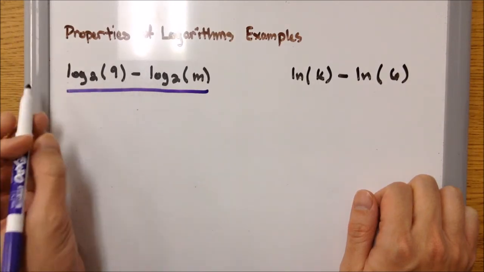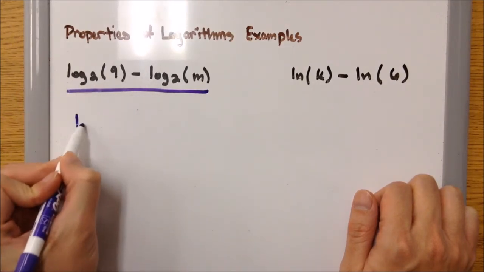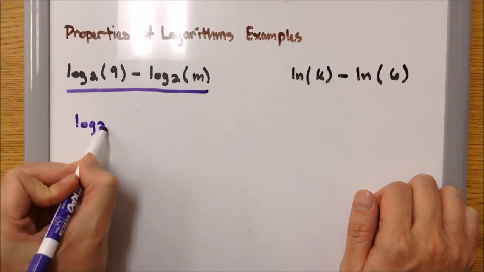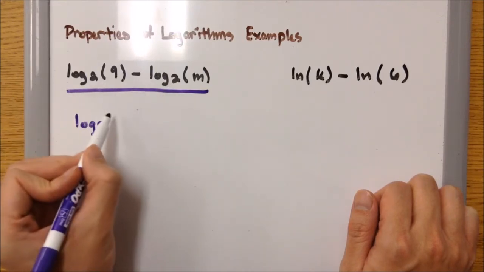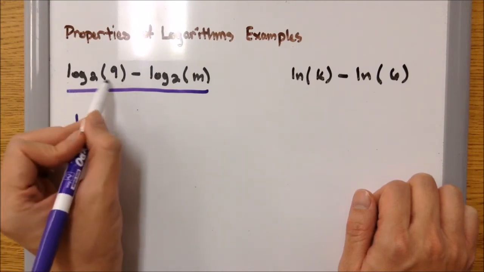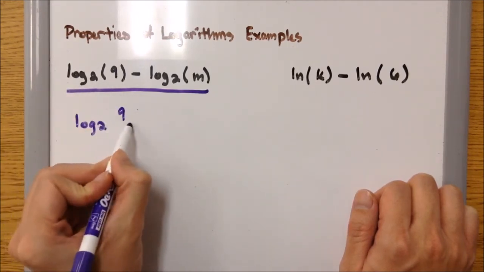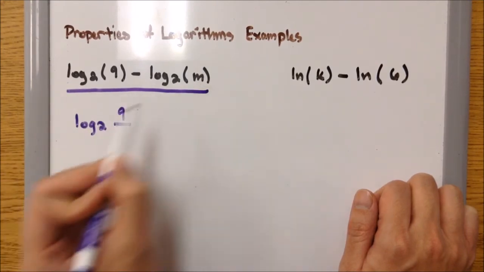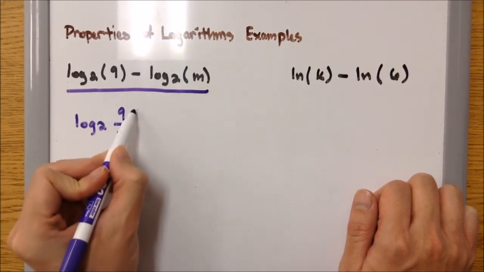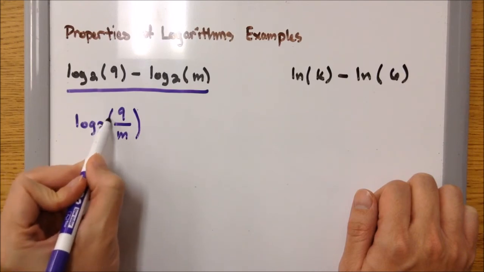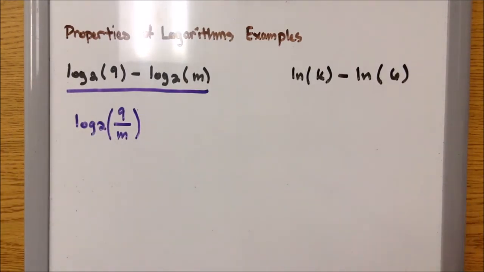So all I have to do is rewrite this as a single log. Both of them have log base 2, so we can do that. So log base 2, and then we're going to write it as a fraction. What comes first from the left is 9, so I'm going to write 9 on the top over what comes second, which is m. So I'm going to rewrite it like this, and that's all we can do.